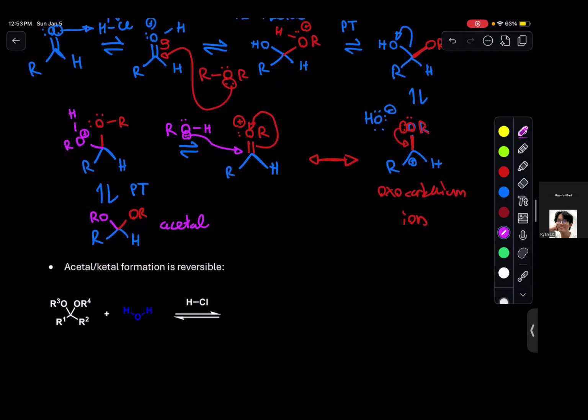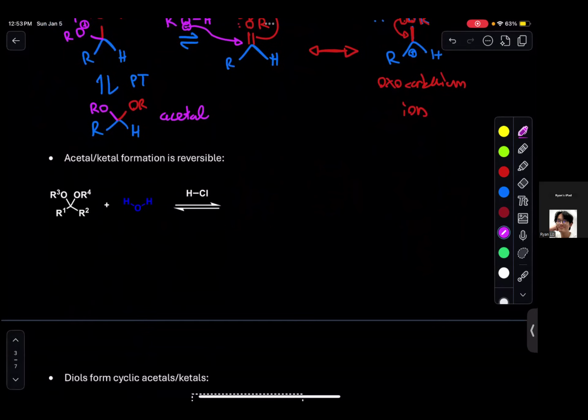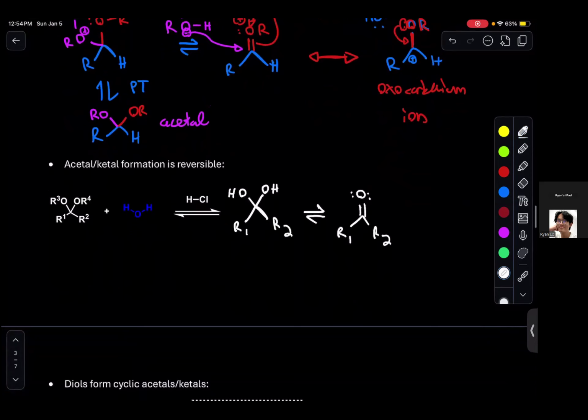Some more fun trivia with this. Acetal and ketal formations are reversible, so there's a very high chance you'll get something along the lines of this. If you add HCl to an already full acetal, you can reverse that all the way back down to whatever you started with, which in this case is going to be this. And from there, you can reverse all the way back into the ketone that you started off with. Sorry, did I call this an acetal? My bad. This is a ketal. Back to ketal, yeah. Okay.